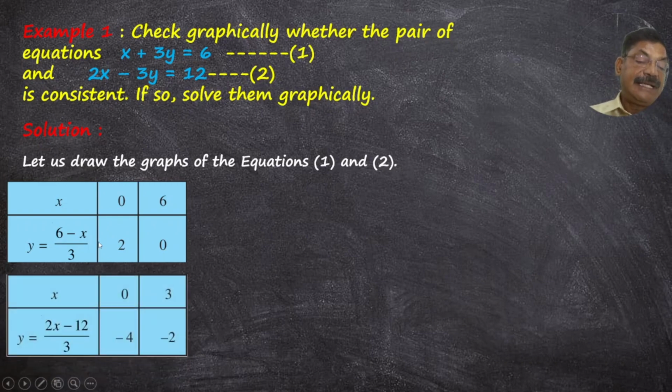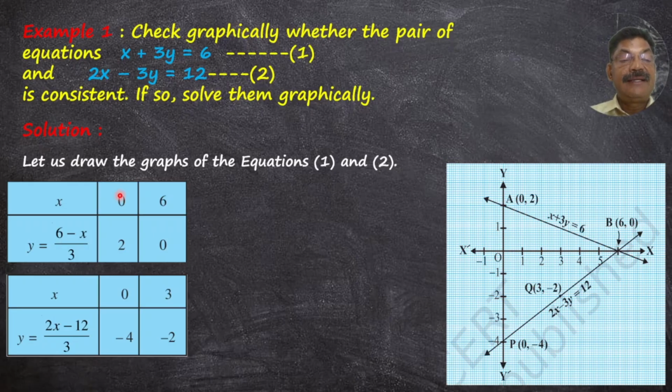Similarly, in the second equation, y is equal to (2x minus 12) divided by 3. So, when x is equal to 0, you get y is equal to minus 4, and when x is equal to 3, you get y is equal to minus 2. So, I plot these points on the xy plane and I draw the lines.